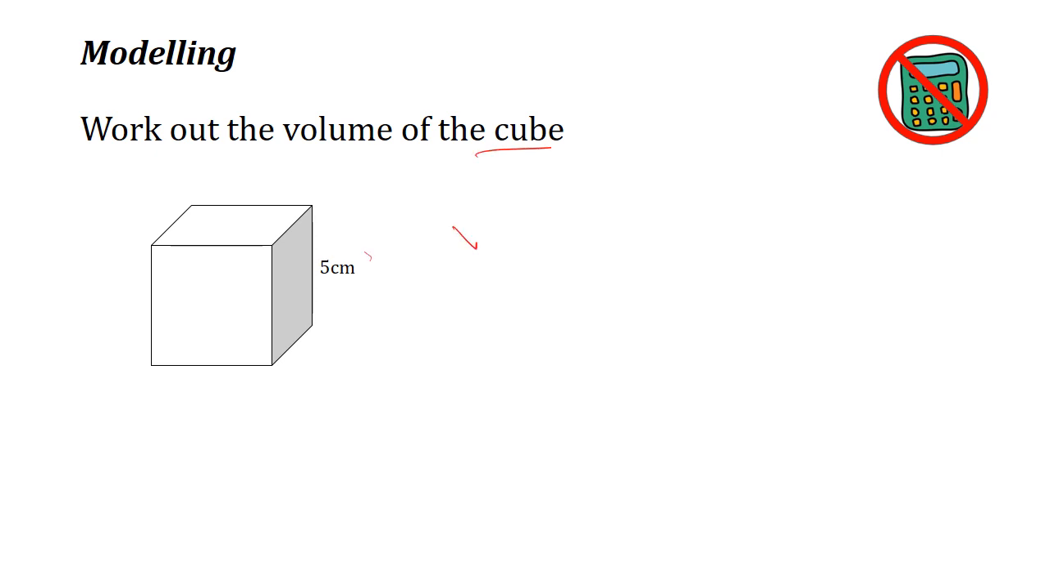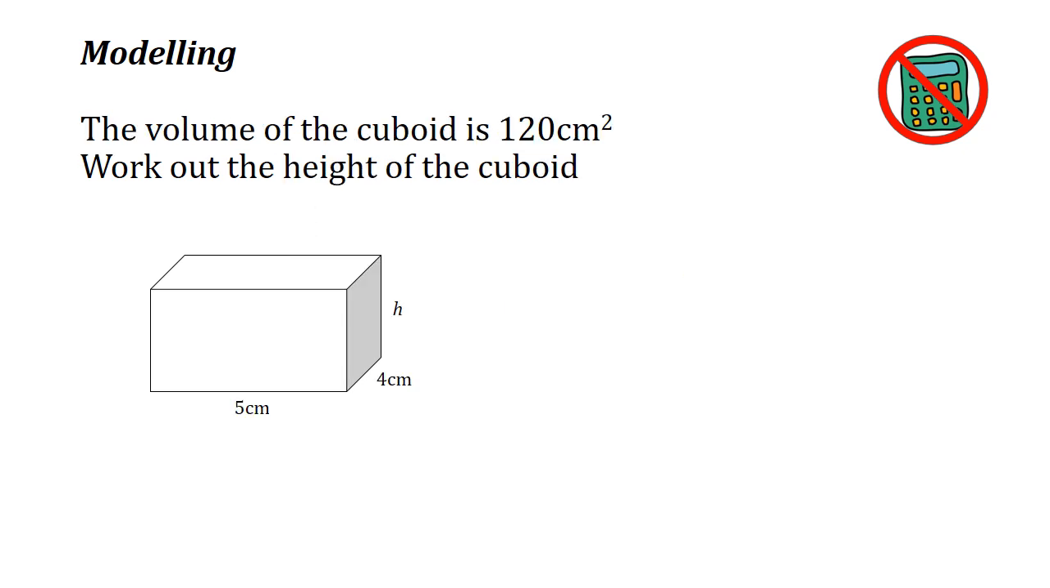So once again, we've got a cube. The length, the width, and the height are all the same. The volume is 5 times 5 times 5, which is 125 centimeters cubed. Okay, another one. This time, we're told the volume, it's 120, and we're asked to work out the missing dimension. We're asked to work out the height.